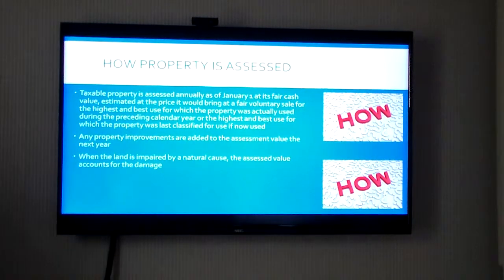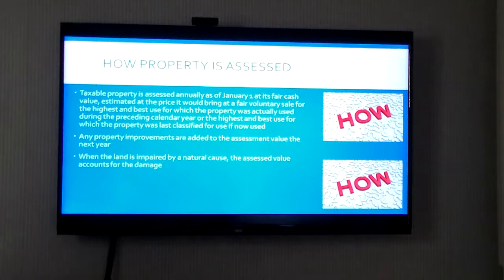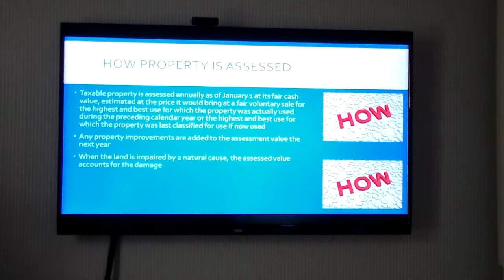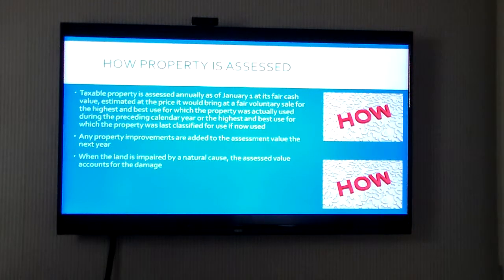So how is property assessed? In our state, property is assessed annually on January 1st. Whatever the fair cash value is of that day, and whatever would be a fair sale of it for its use, that's what the property is classified as being worth. If there were property improvements, that's added the next year to the assessment value. It takes a year for the property improvement to increase the assessment value. If there is a natural disaster, which obviously in the state we're in is something to consider, the assessed value can account for the damage as well.